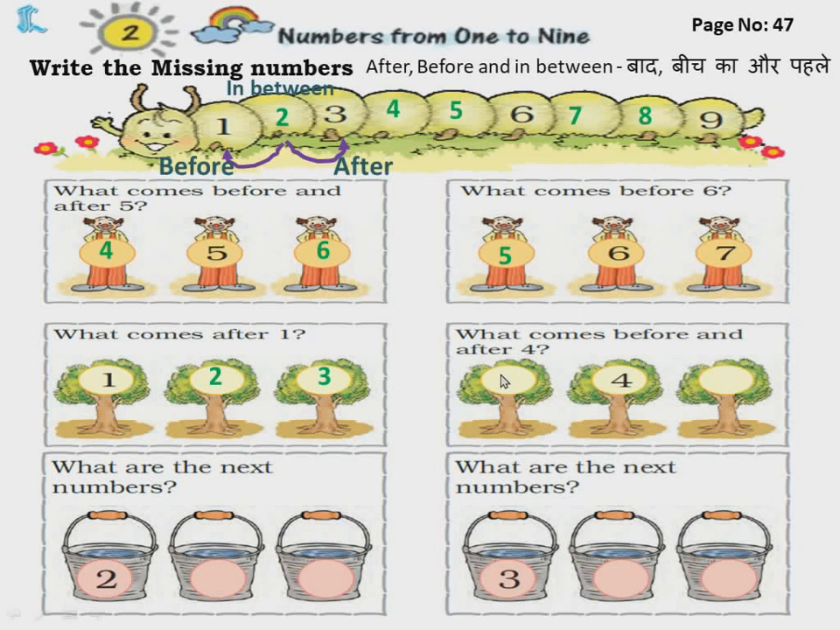Next, what comes before and after 4? So before 4, what is the number? 3. So we'll write here 3. Next, after 4, 5. So we'll write here 5. Next, what are the next numbers? 2. After 2, 3. After 3, 4. Similarly, 3. After 3, 4. After 4, 5. Okay, children, understood?